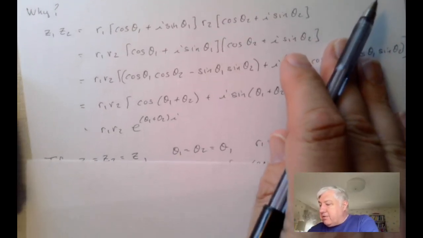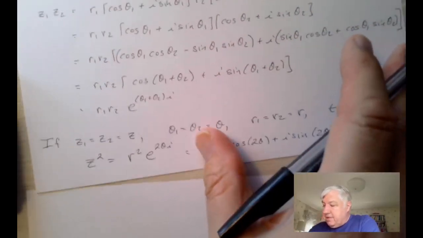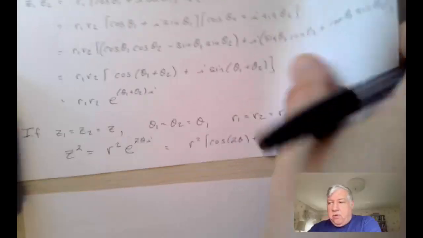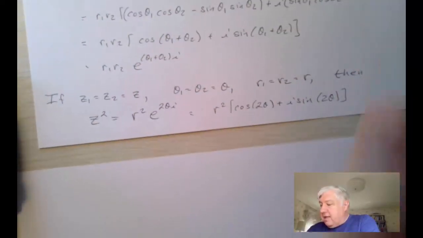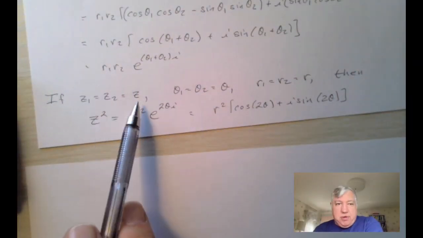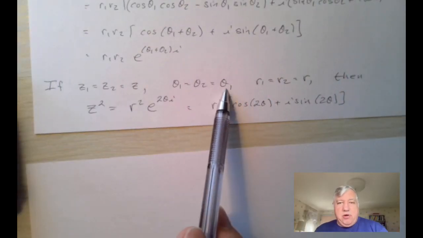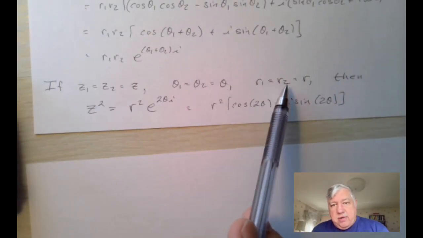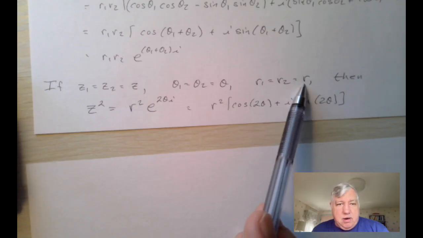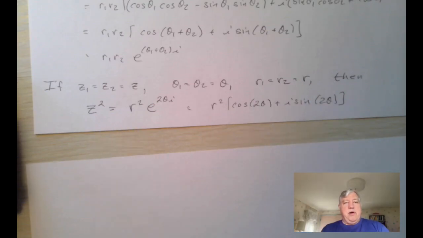And as a special consequence of this, if z1 and z2 are the same, let's say they're both equal to z, and theta 1 and theta 2 are equal to theta, and r1 and r2 are equal to r, then z squared will just be r squared e to the 2 theta times i, which is really just r squared times cosine of 2 theta plus i sine of 2 theta.